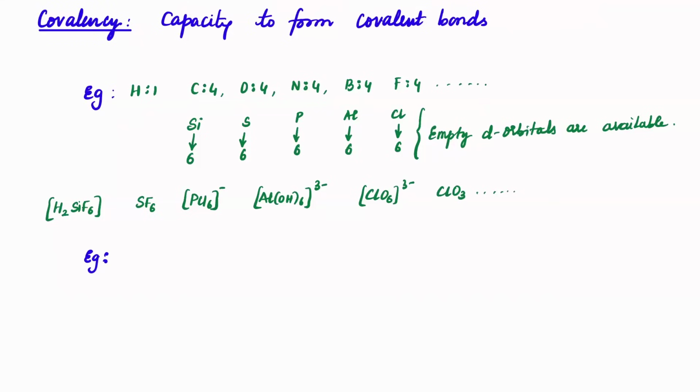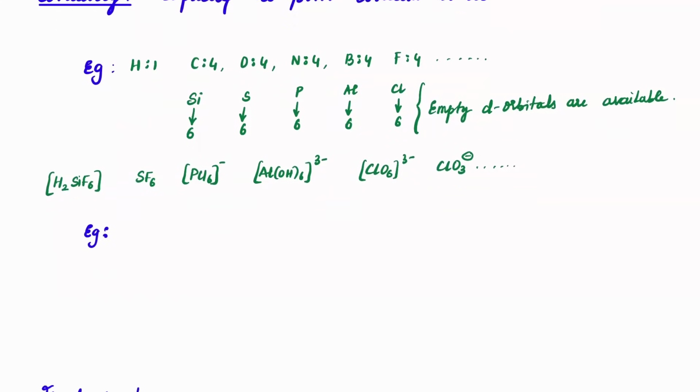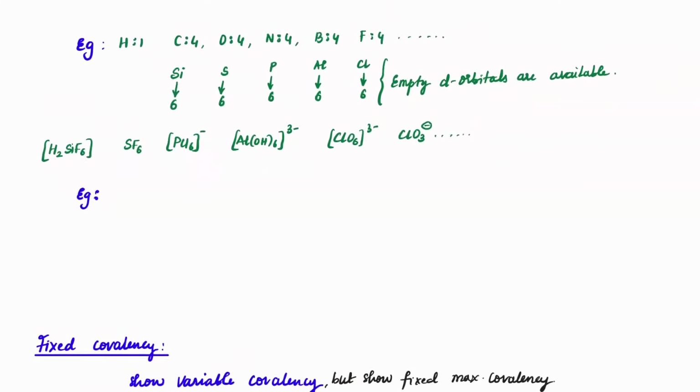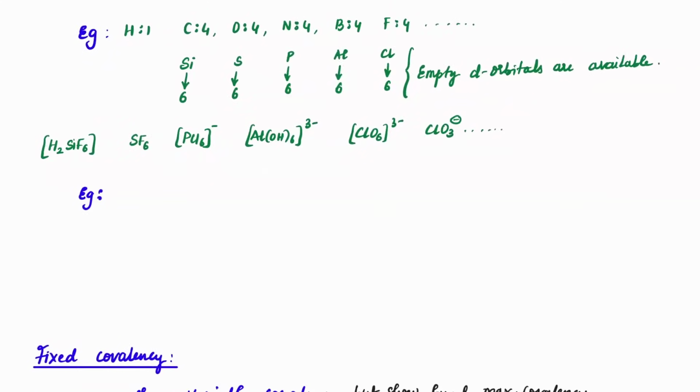Got it? Okay, ClO3 minus to be precise. Okay, done. So if I give you some examples, you should be able to find out what is the covalency of those molecules.